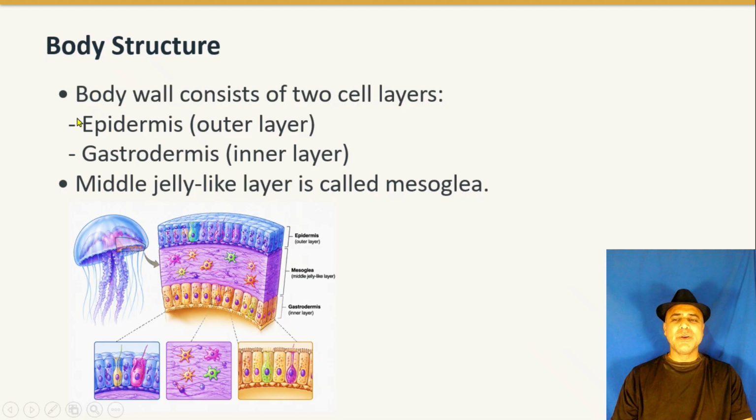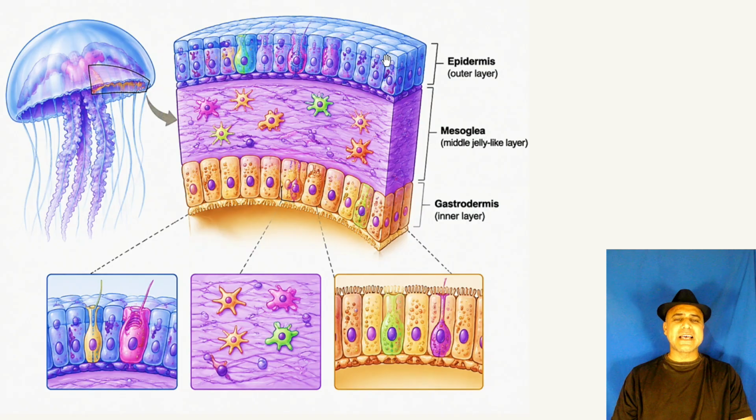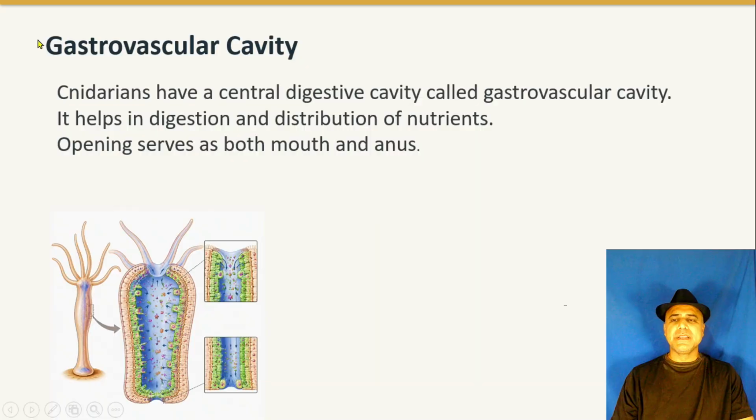Body structure: body wall consists of two cell layers. Outer is epidermis and then gastrodermis, that's the inner layer, and middle jelly-like layer is called mesoglea. This is outer layer epidermis and this is middle jelly-like layer. And there are some cells, few cells in this jelly-like layer, mesoglea. And gastrodermis, it's an inner layer.